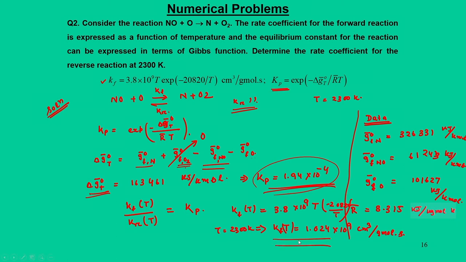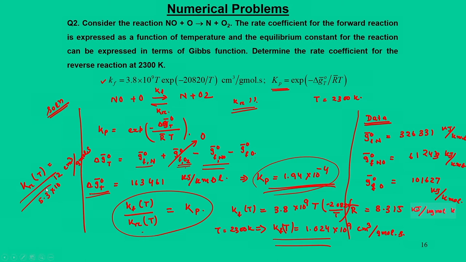Once you know this, using these equations, this will give you Kr, the reverse reaction rate coefficient, and this number would be 5.3 into 10 to the power 12 centimeter cube per gram mole second. So, this demonstrates that knowing the equilibrium constant and the rate coefficient in the forward direction, one can calculate the rate coefficient for the reverse direction. So, with this I conclude. Thank you for your attention.